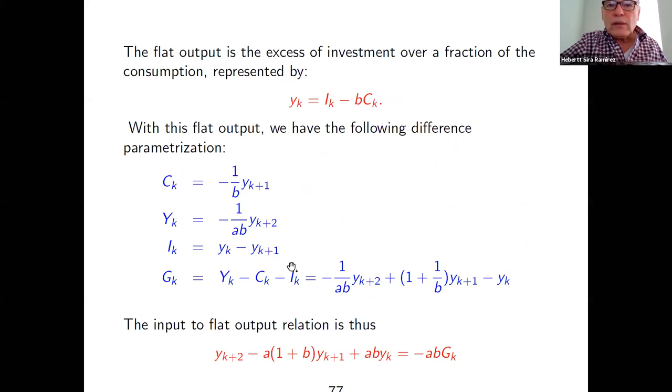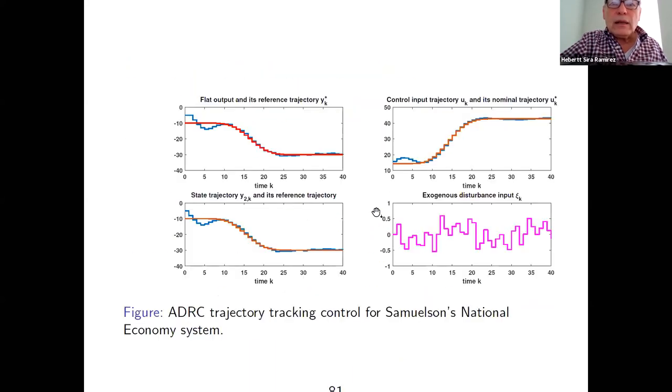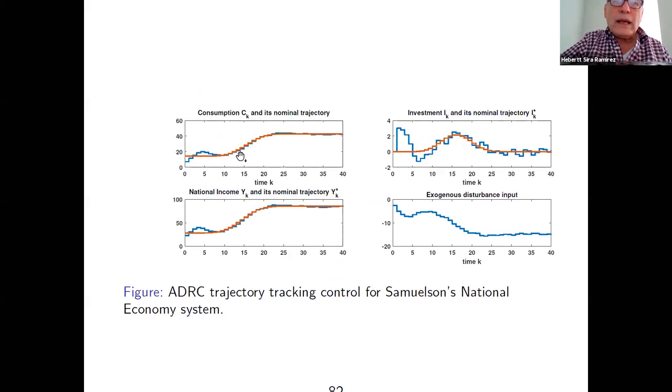With the knowledge of this nominal flat output trajectory, I can obtain all the variables in the system in a manner that doesn't require any integration, quote unquote, of the difference equation. It's just a substitution into the parametrization. And therefore, by choosing that, you will obtain a consumption that goes up, or a national income that goes up, or an investment that arose from an equilibrium condition and goes back to the equilibrium condition after some transient.